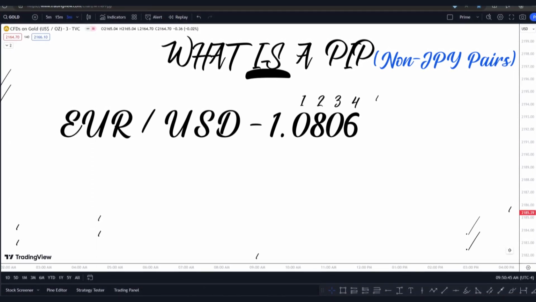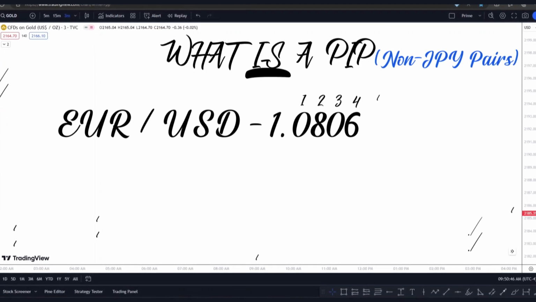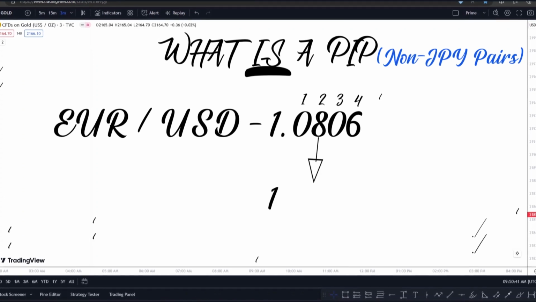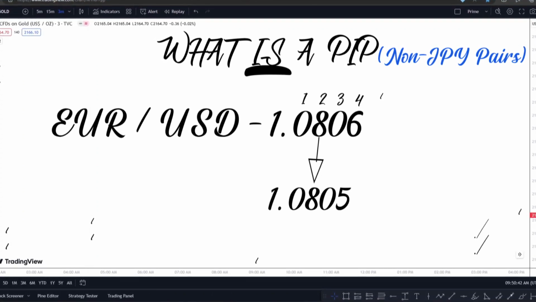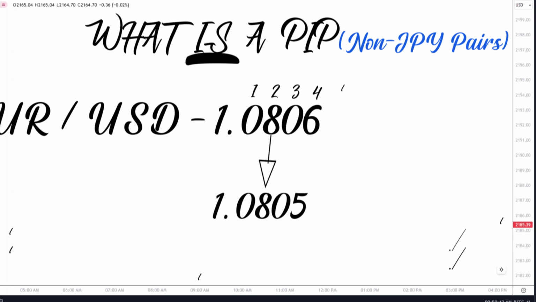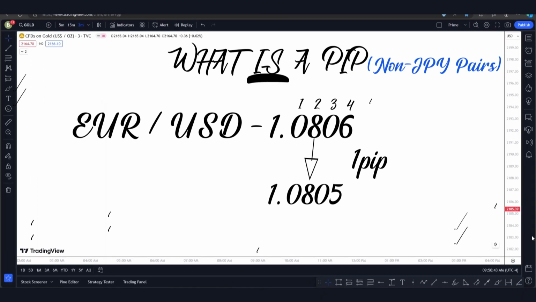So with this, we have the euro dollar with a value of 1.0806. What if the euro dollar goes to 1.0805? How much have we dropped? The euro dollar went down, and by how much? Looking at this, with the fourth decimal number being a pip, it's pretty easy to tell that we dropped by just one pip. And this is how I want you to look at this, which will help you better understand it without confusing yourselves.